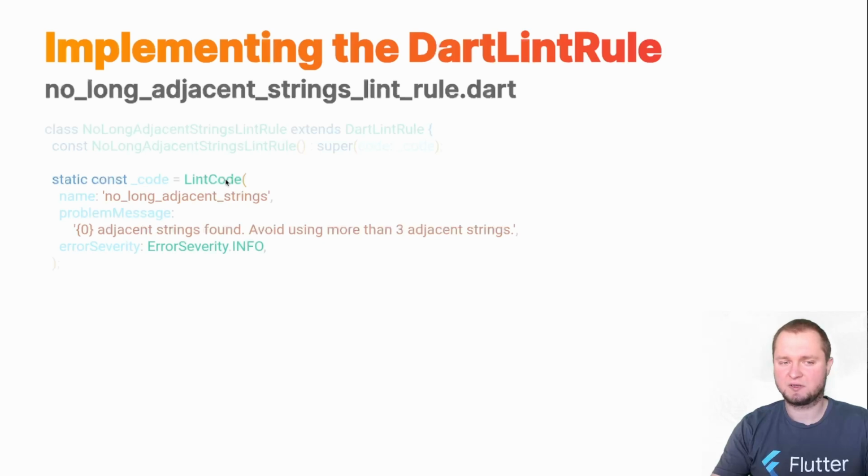And lint code is a descriptor of the issue. Name can be used by the users in analysis YAML to, for example, disable it or parameterize it. Problem message will be printed to the reports. Here in curly braces, we have a placeholder. This placeholder is 0 based. So that's why this is 0, first placeholder. And the severity is set to info.